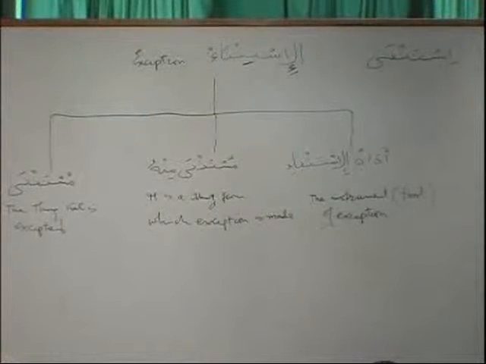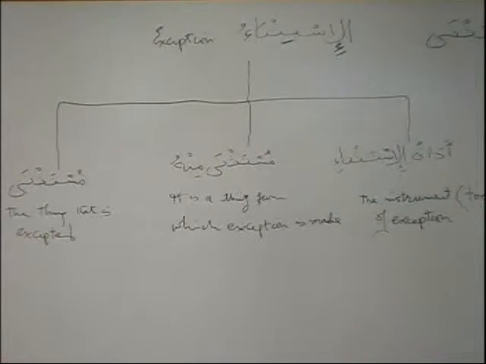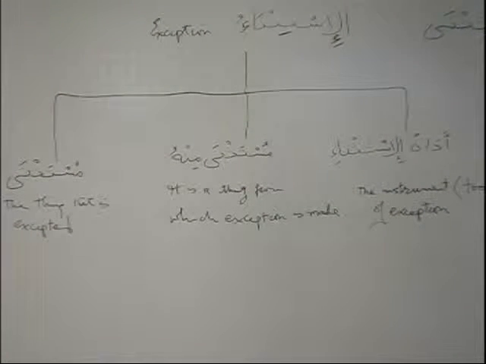From another point of view, brothers and sisters, the istisna is tamun or mufarragun. If the mustasna minhu is mentioned, it is tamun. Are you with me? It is complete, as in the previous examples. And if the mustasna minhu is not mentioned, then it is mufarragun. Are you with me, brothers and sisters?